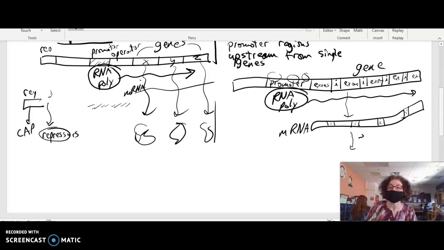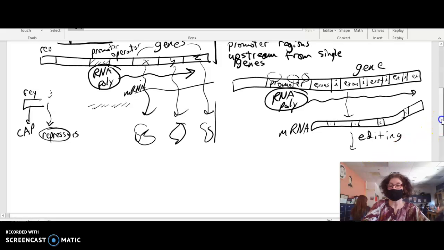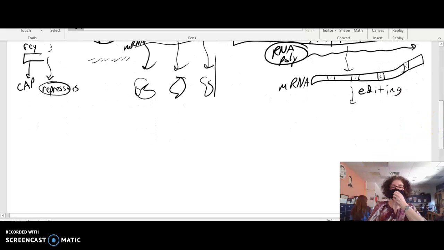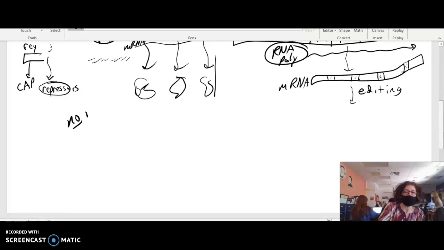Yeah, so we have editing happening or processing. They call it both of those things. Sometimes they call it RNA processing, or sometimes they call it editing. And what you're doing is you're splicing out the introns. And that's something that the prokaryotes cannot do. So if I go over here, there's no messenger RNA editing, right? That's what we said. It goes straight to the proteins.